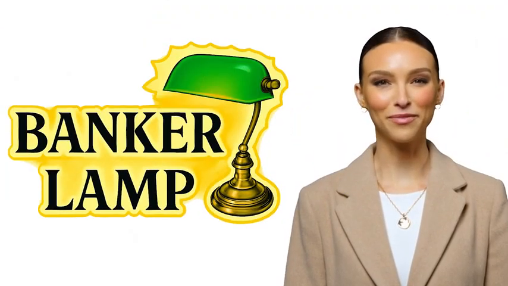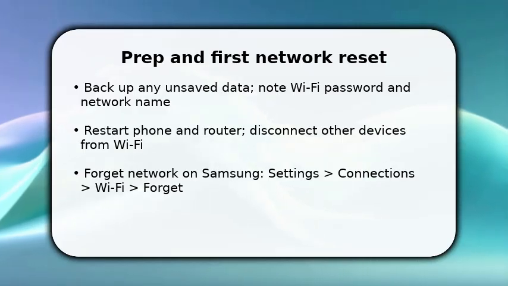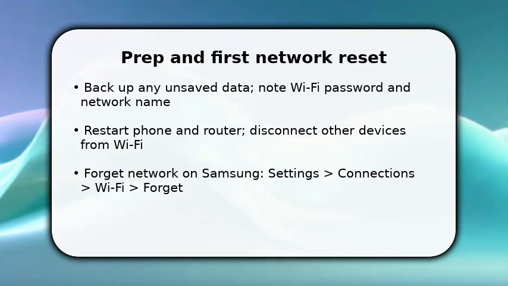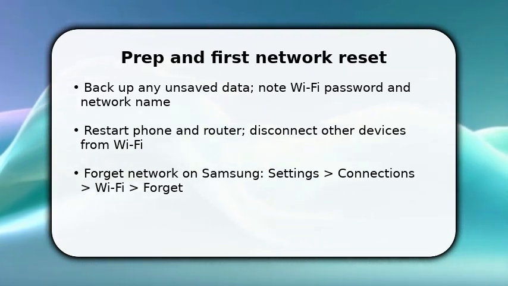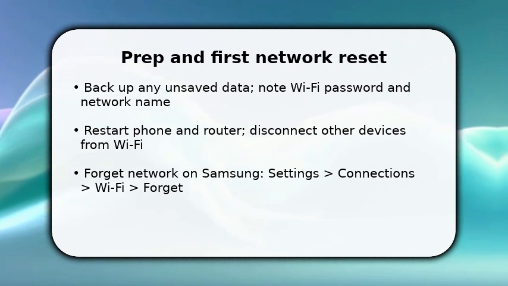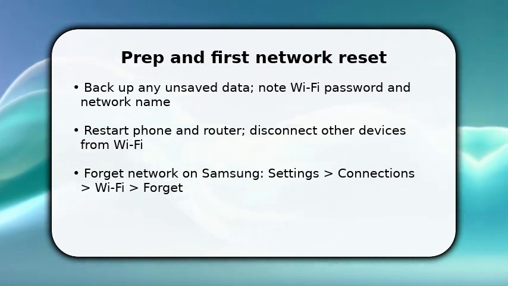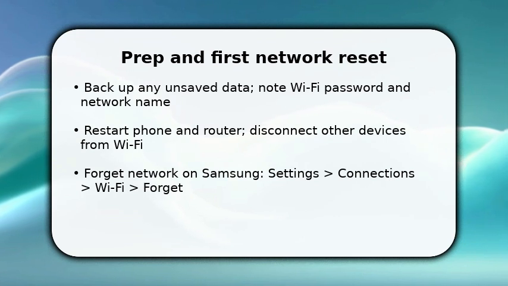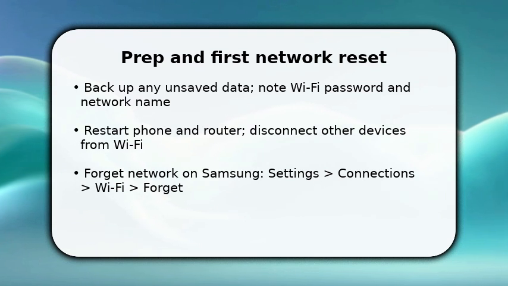Please enjoy the video. You start by securing data and knowing the exact Wi-Fi name and password. This avoids repeated guesswork. Once done, restart both your Samsung and the router to clear transient issues. Next, make sure to forget the problematic network on the phone so you remove corrupt settings. This forces a fresh connection.